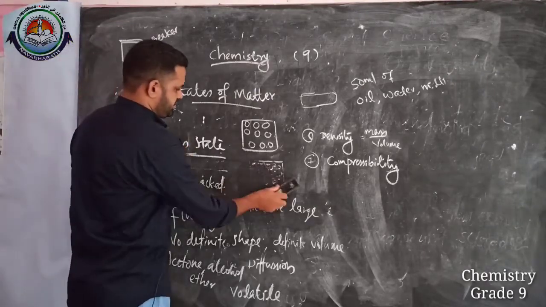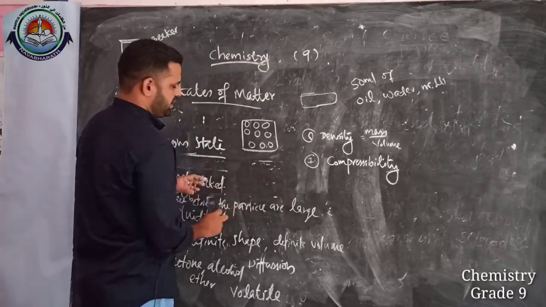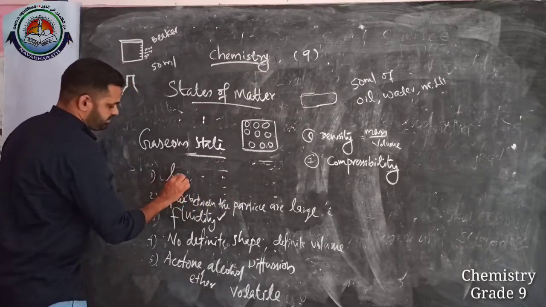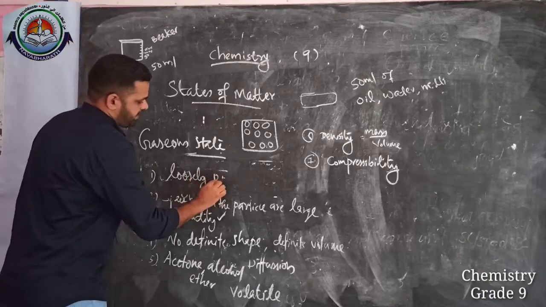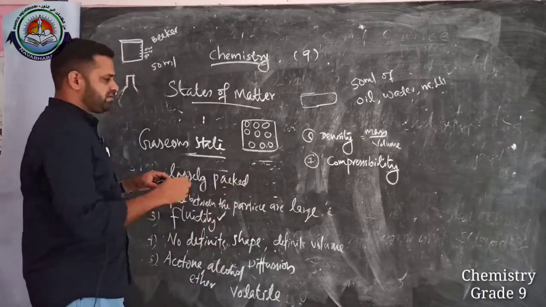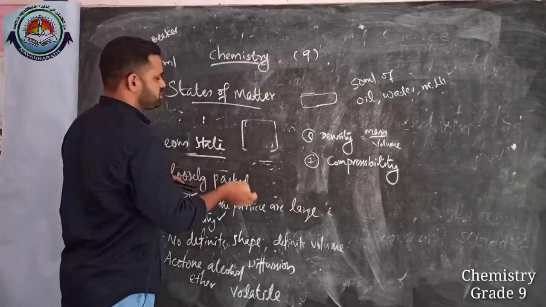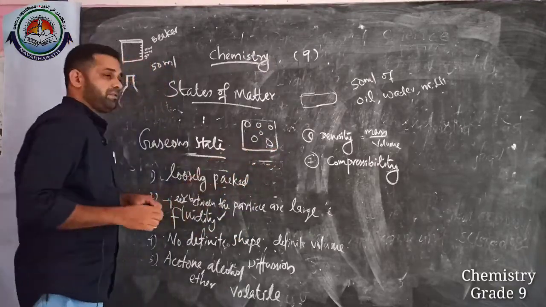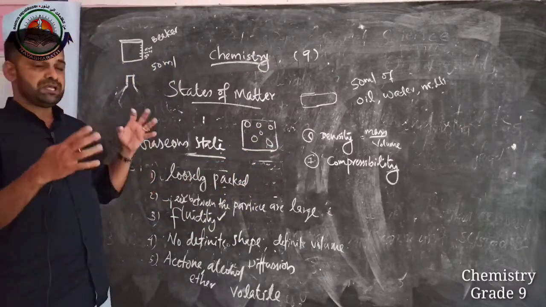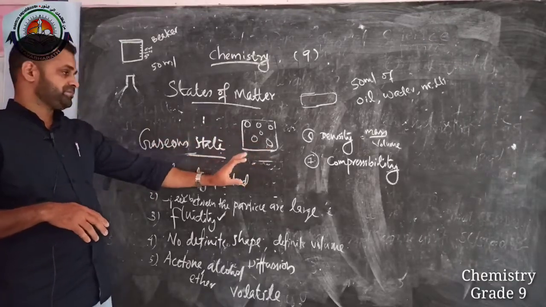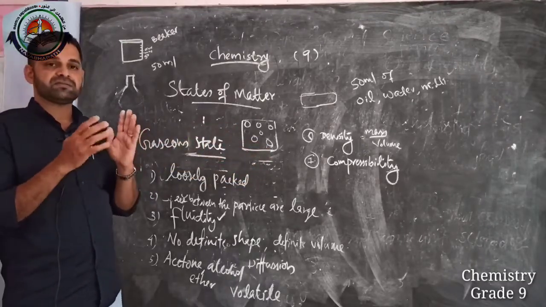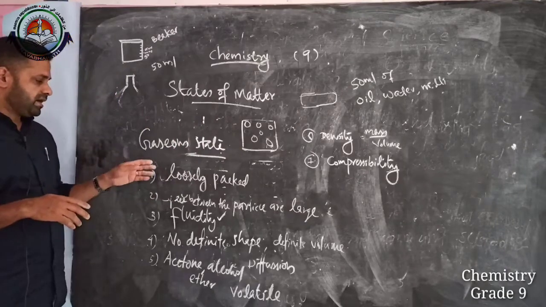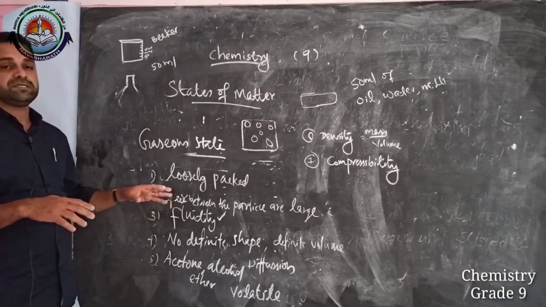So, in the gas state, what about the arrangement of particles? That is, whether they are closely packed or loose. They are loosely packed. The particles are having more freedom to move. Since they are loosely packed, the force of attraction between the particles is very less, and also the intermolecular space is very large.